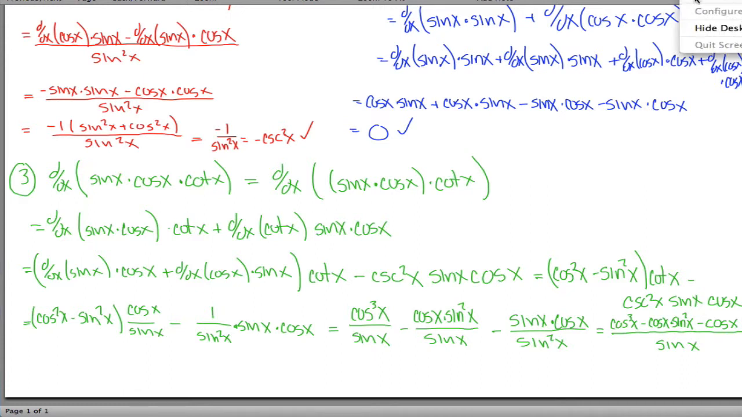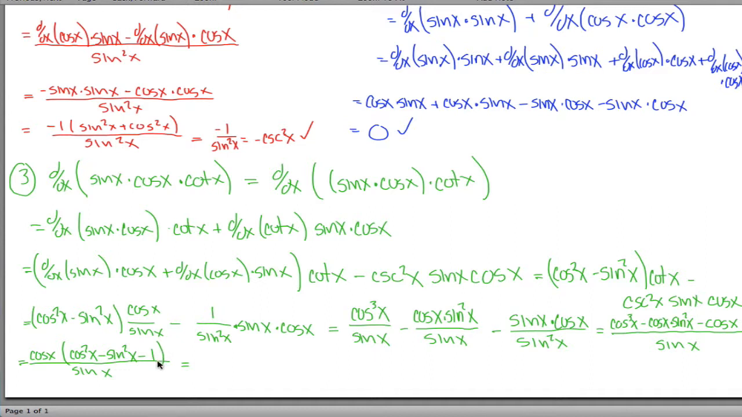Well, the easiest way to finish this up is to note that all three of these terms up top have a cosine in them. So I can factor out that cosine, and what I'm left with is cosine squared minus sine squared minus 1 over sine of x. And maybe you think that doesn't help. However, we have this Pythagorean identity that says that cosine squared minus 1.